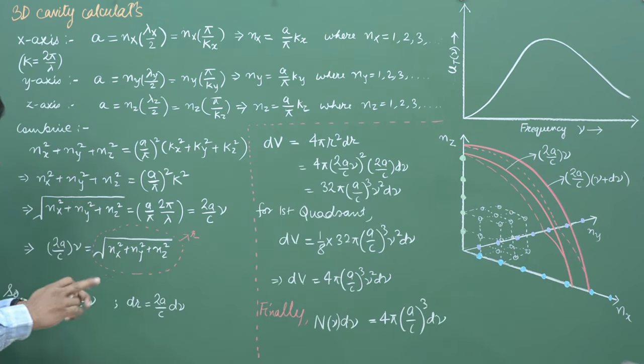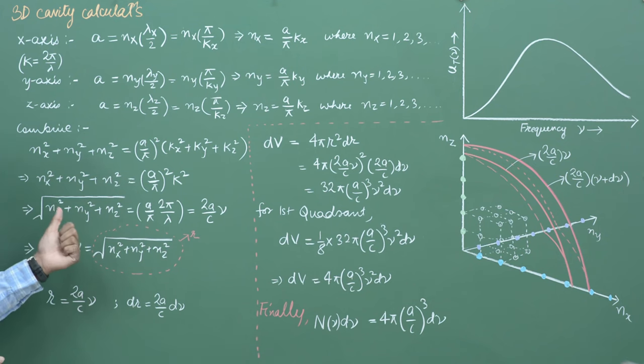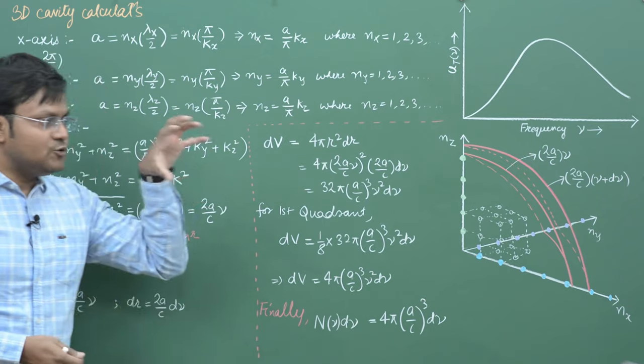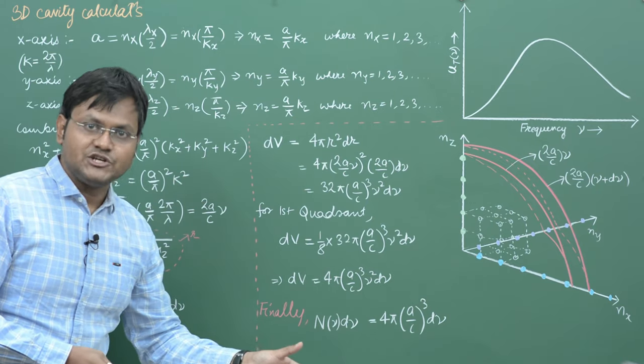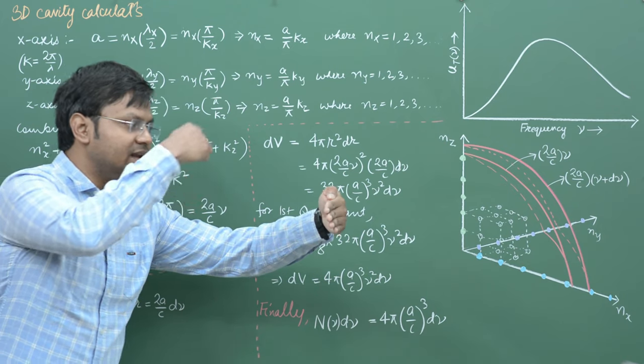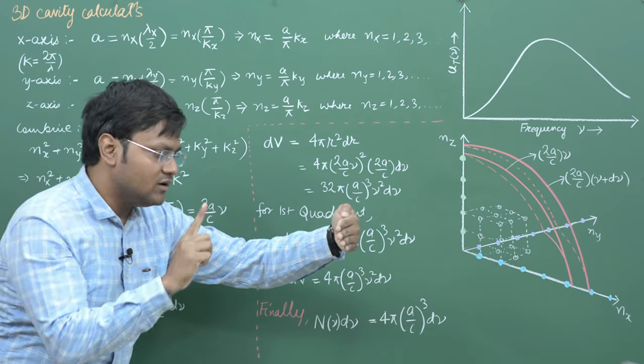Now, again, as I already said in my last derivation also, that every single standing wave pattern is associated with two distinct polarizations, right? Because if you have a wall and you have a standing wave, then the standing wave electric field can go either in this particular axis or in this particular axis.